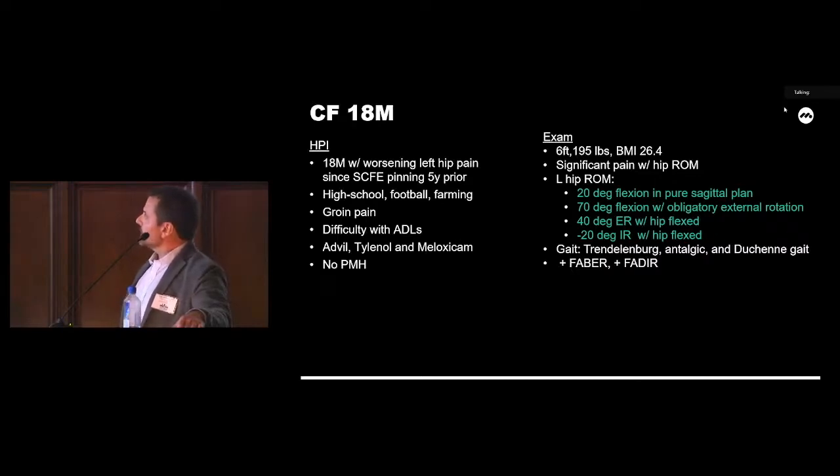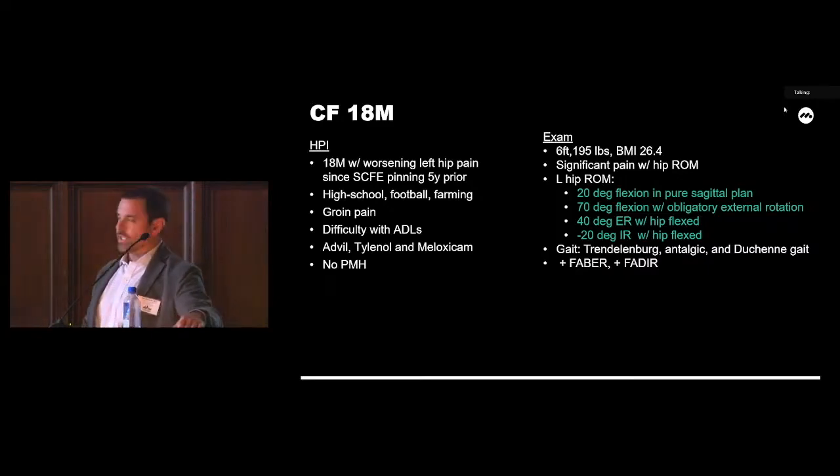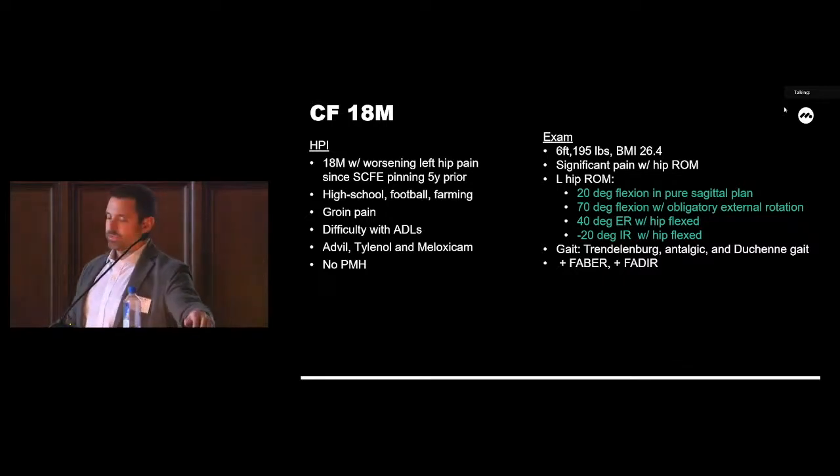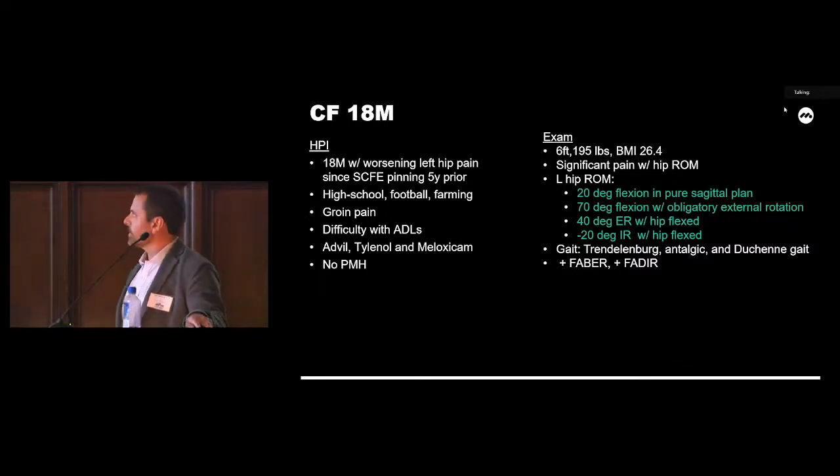He's a big kid, and his range of motion is terrible. So he's got 20 degrees in the pure sagittal plane. He has obligatory external rotation after that, which is typical after a slip. He's got a pretty bad gait, and provocative testing, including positive FABER and FADER, amongst others.